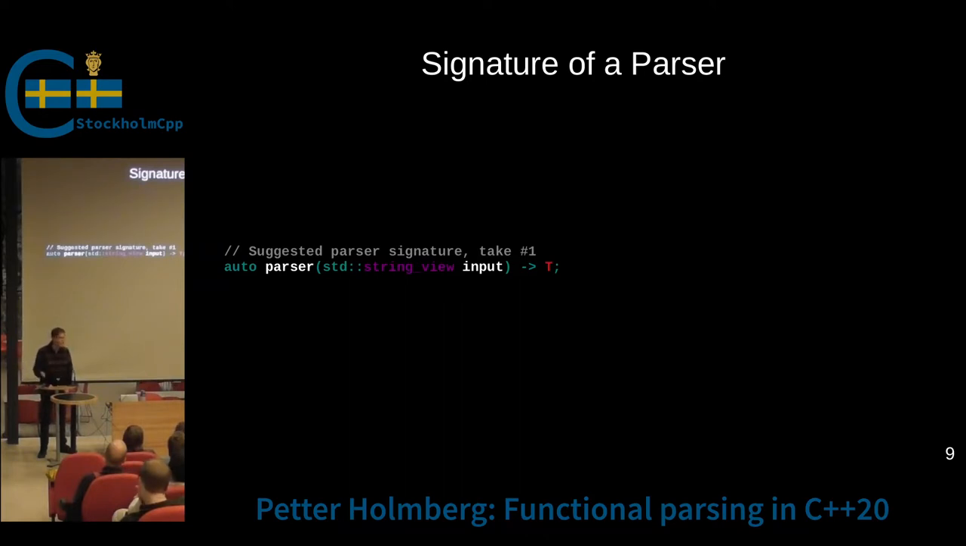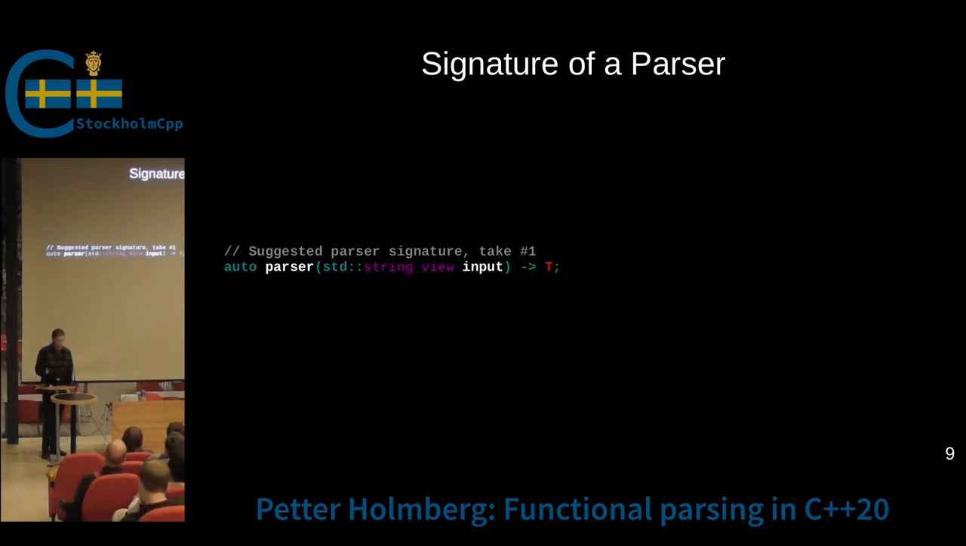If you're parsing a number, maybe you just want a numeric type. If you parse an identifier, maybe you want a string. If you parse an entire programming language, you maybe want some kind of abstract syntax tree, some data structure that you pass on to the next stages in the compiler. So that's the basic idea here, but it's a little too simple.